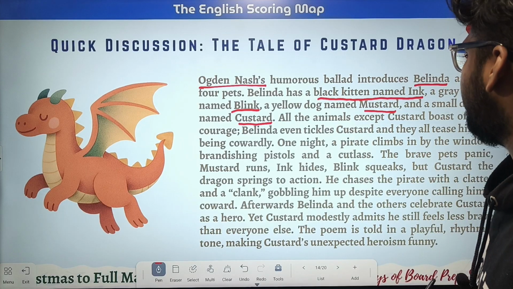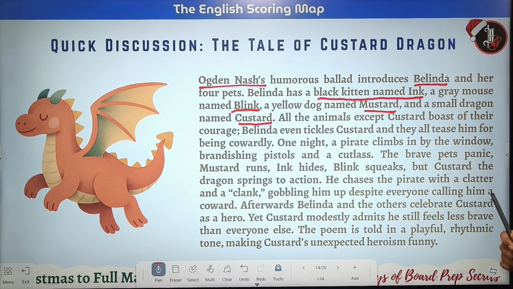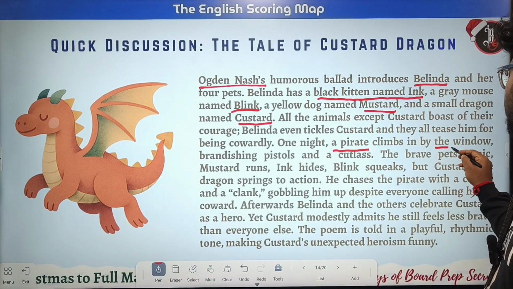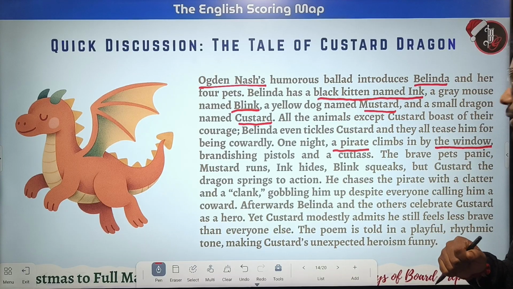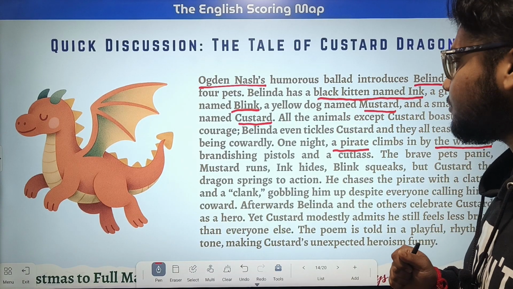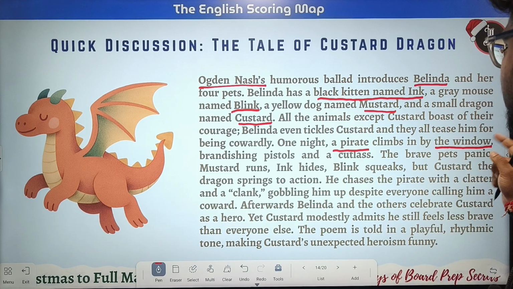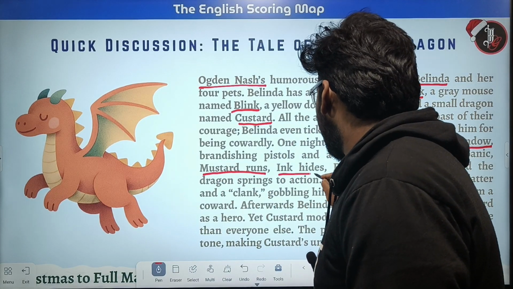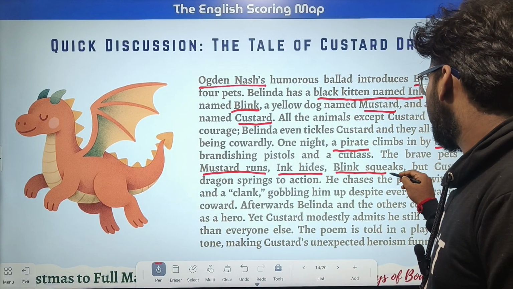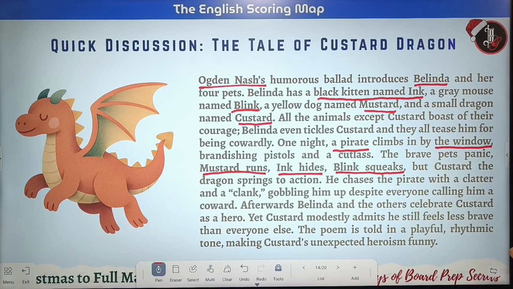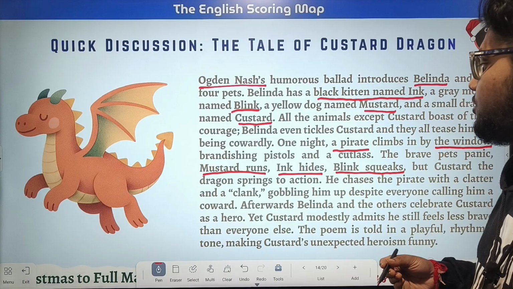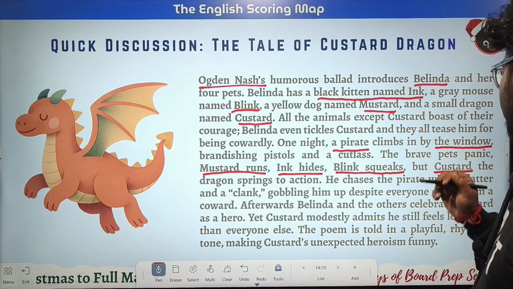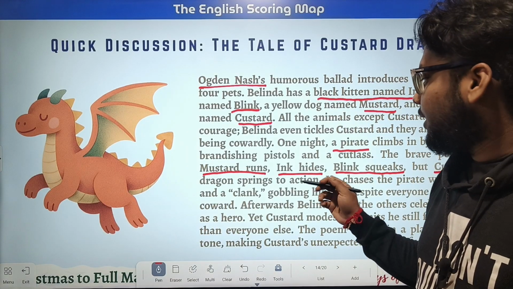Now, one night, a pirate climbs in by the window. Remember this? The pirate climbs in by the window. Mustard runs, Ink hides, and Blink squeaks. But Custard the dragon springs to action. Custard, the coward one, springs to action.